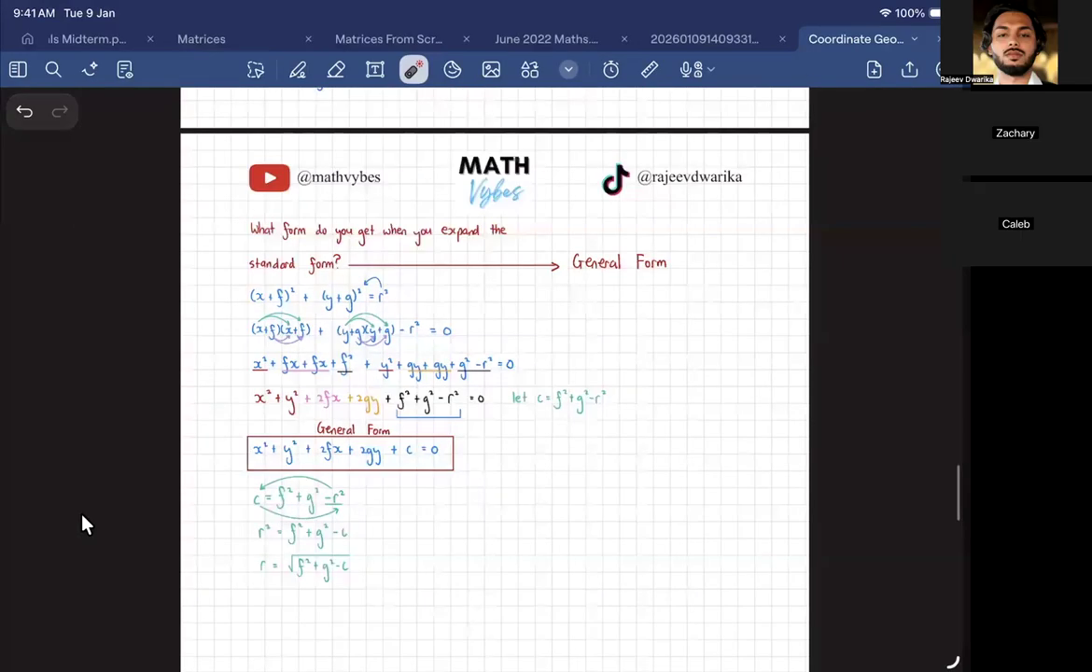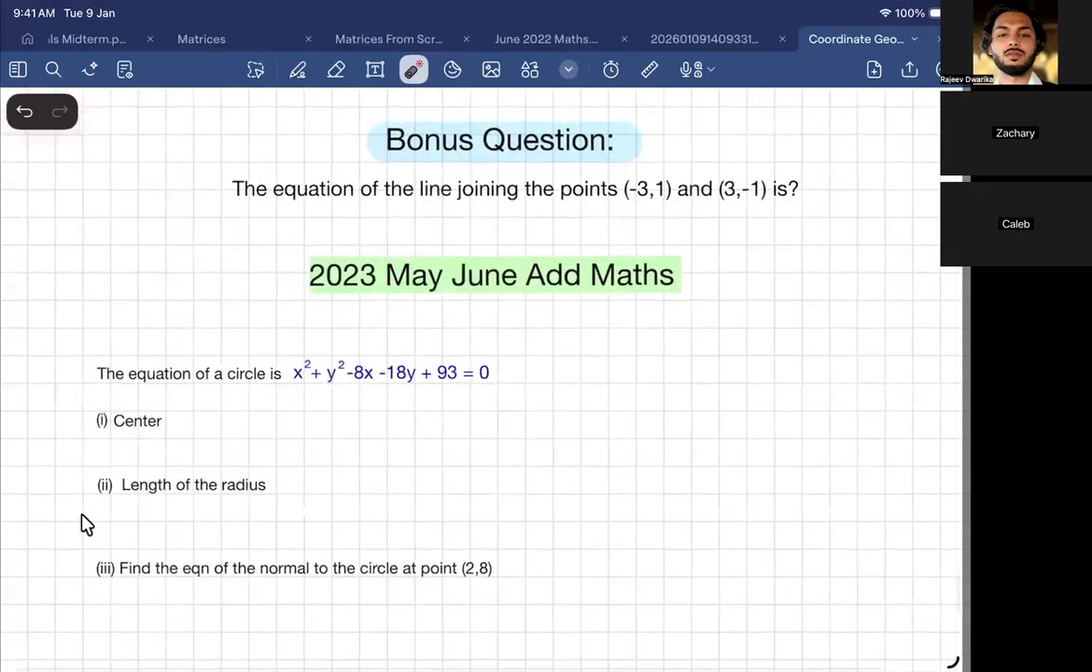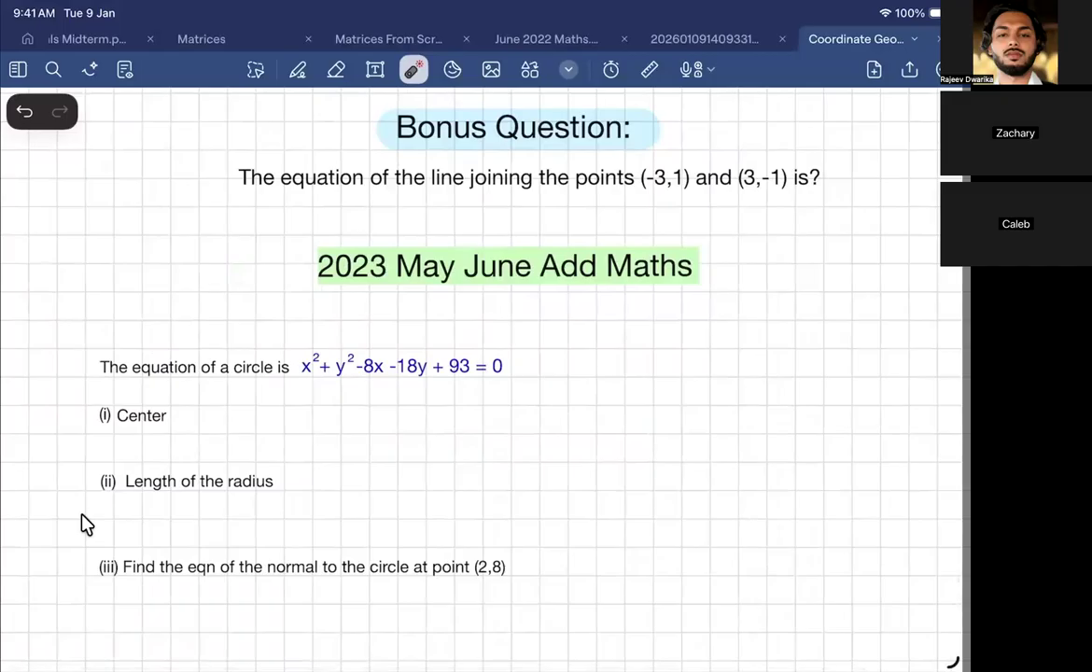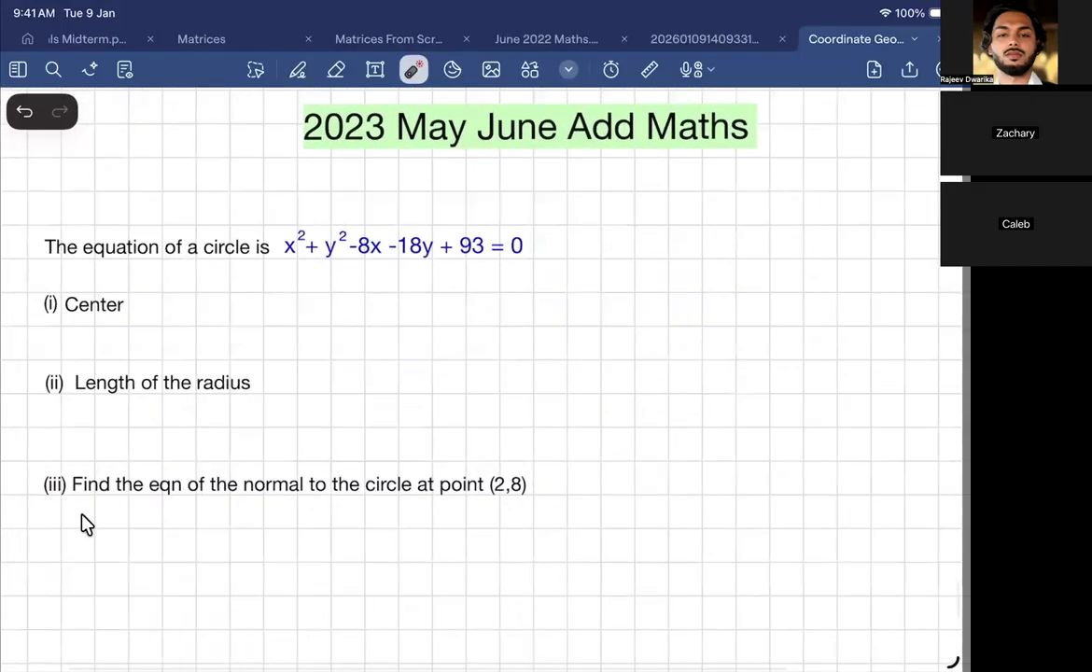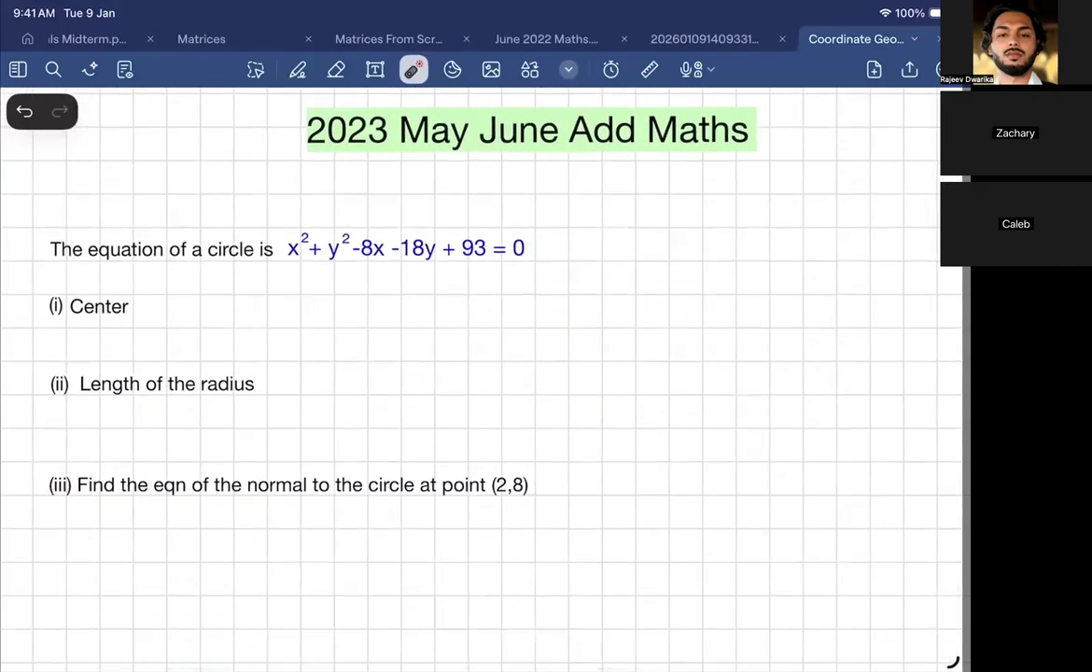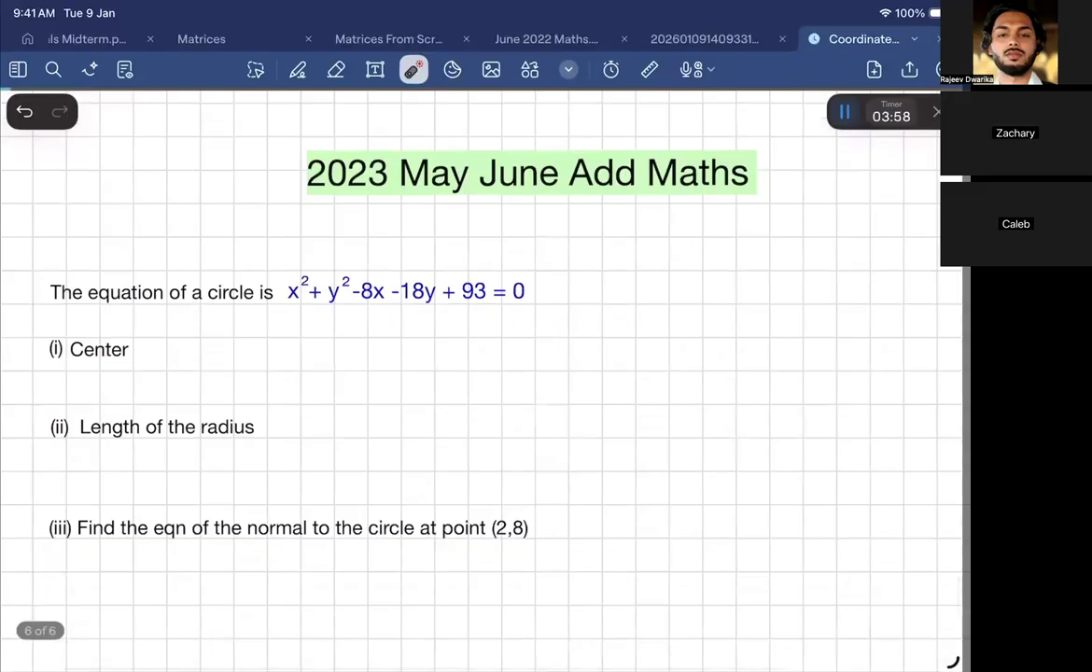Okay, so Caleb and Zachary, I believe you all have all the information you need to be able to answer this question from 2023, a recent year. So I'm going to give you all 4 minutes to attempt this question for me. The only thing you may not be able to answer is part 3.